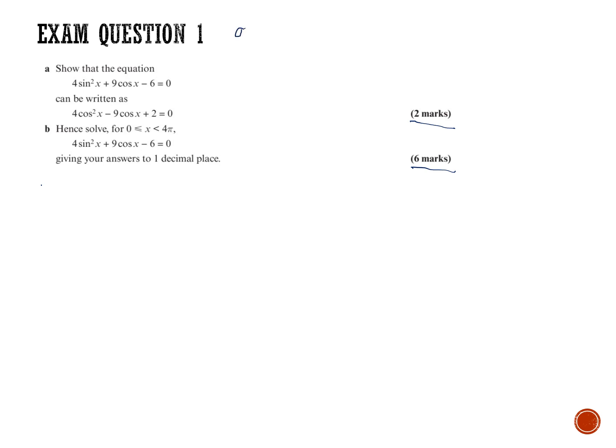I'm just going to write it up here to make sure I've got enough room for part B. Now you can see we've got a quadratic with a sine squared and a cos in it. We need to make sure that we have a cos and a cos squared. So what I'm going to do is I'm going to replace my sine squared with 1 minus cos squared, plus 9 cos x minus 6 equals 0. It is a show that, so do be nice and clear showing your working. Expand out my brackets.